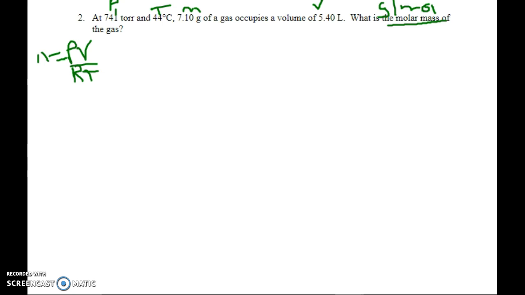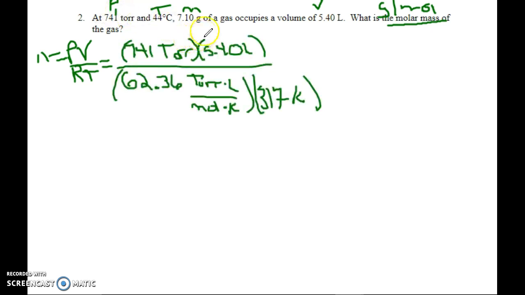Okay, and that gives me n equals PV over RT, and then I'm just going to substitute in my pressures and my temperatures and my volumes and my R value. So that gives me 741 torr times 5.40 liters divided by 62.36 torr liters per mole Kelvin times 317 Kelvin. Again, checking units to make sure I have everything in correctly, is going to give me an n value of 0.202 moles.